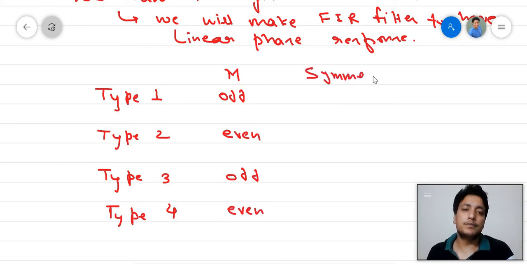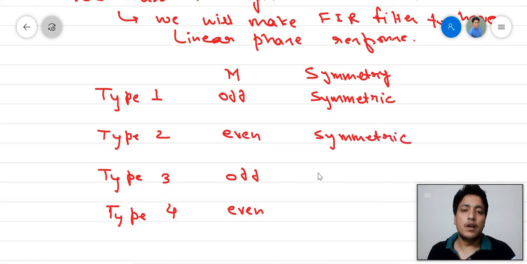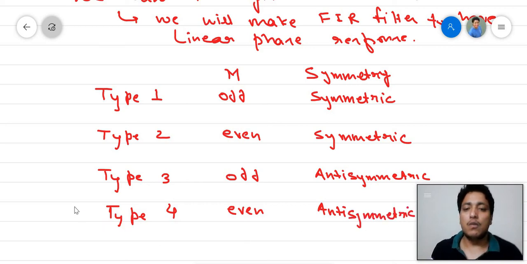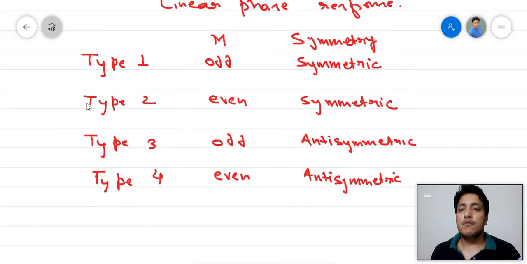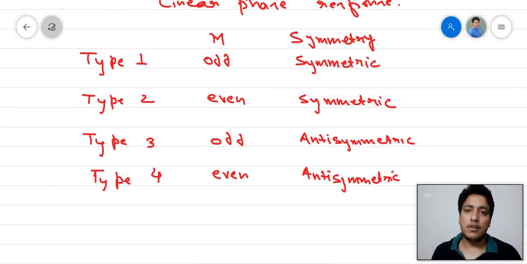Symmetry: type 1 is symmetric, type 2 also symmetric, type 3 anti-symmetric, type 4 also anti-symmetric. Now we have to find out which of these 4 linear phase FIR filters is suitable for this particular example. So we'll look one by one.